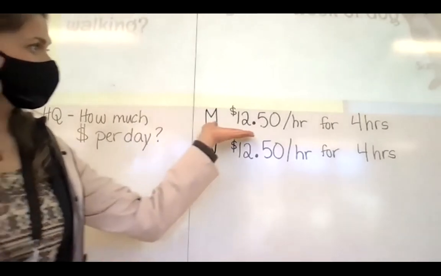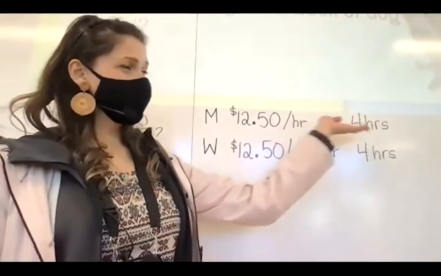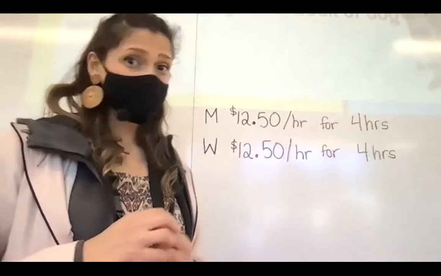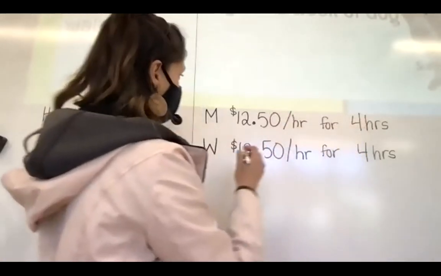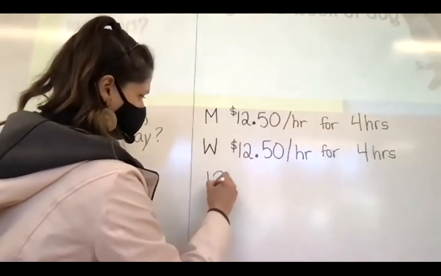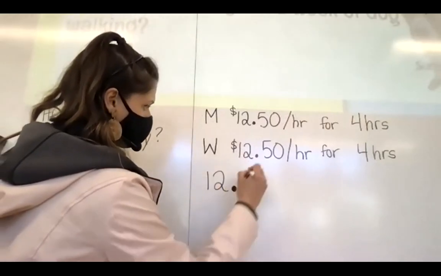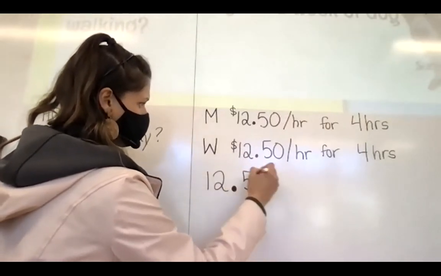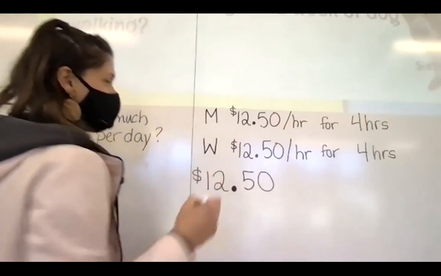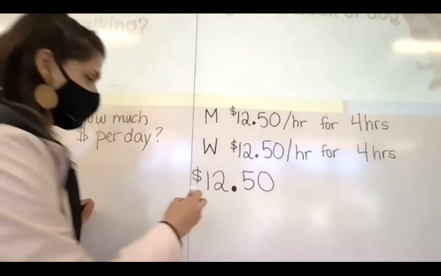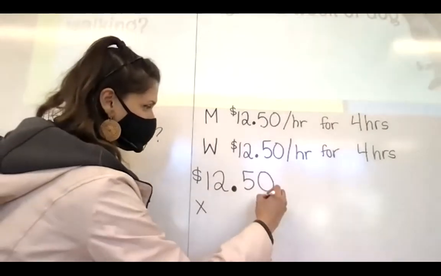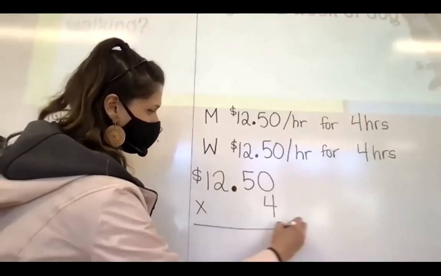So $12.50 an hour for 4 hours? Multiply. You're going to have to multiply, right? So you're going to have to take the $12.50, which is our official cost per hour, pretty spendy, I know, right? And then we're going to need to multiply that by our 4 hours.